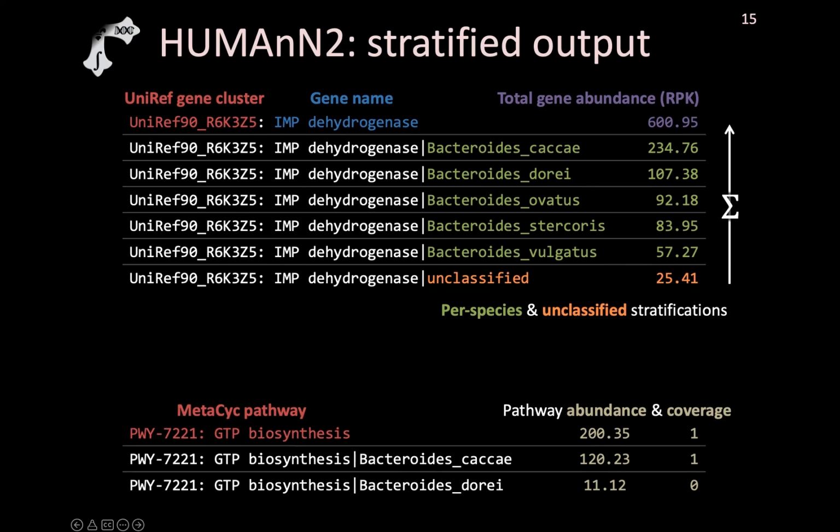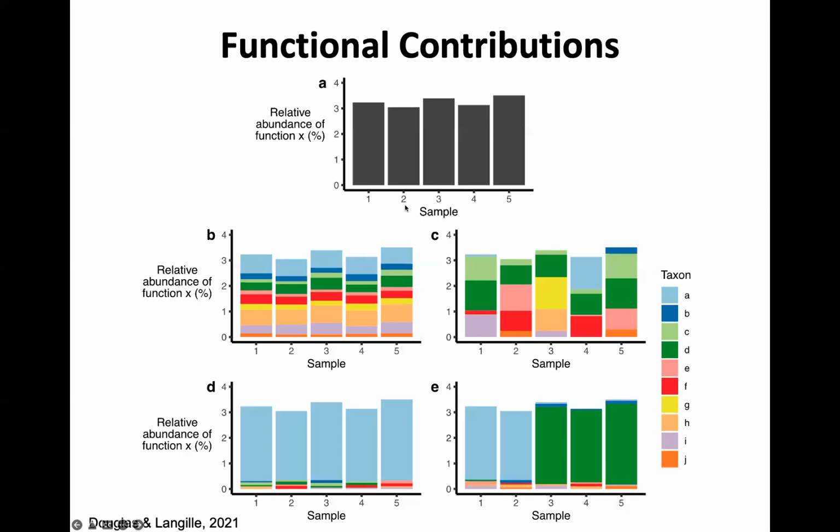So with this breakdown of functional contributions, we can do some interesting things, what I think is interesting. If we just talk about a particular function and focus on this top figure A, right? We could look at, let's call this, a particular pathway, okay? And we could look at its variance across our samples. That's all this would show. This is just these gray bars.